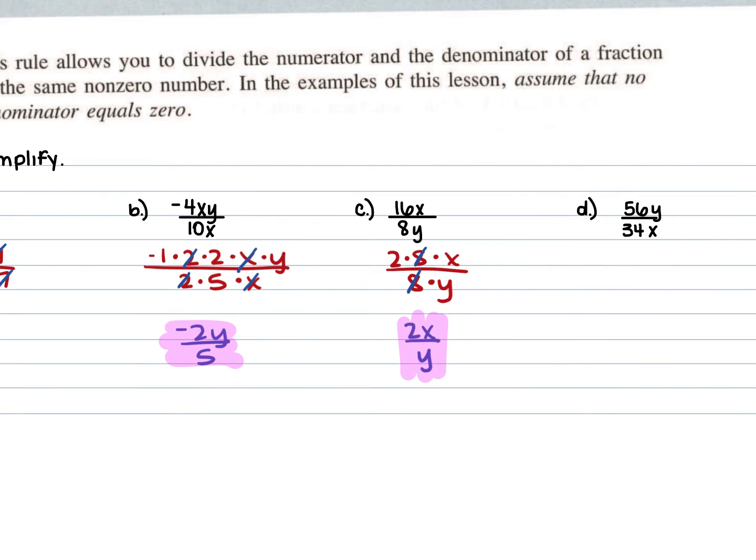For example D, we have 56y over 34x. That 56, if I divided it by 2, it gives us 2 times 28 times y. And in the denominator, the 34 divided by 2 is 17. So that's 2 times 17 times x. The reason why I don't simplify these any further by finding the other factors of 28 is because the only thing that cancels out are the 2's. 28 is not divisible by something that gives you a 17, so you will not be able to cancel anything else out. So we are just left with 28y over 17x.